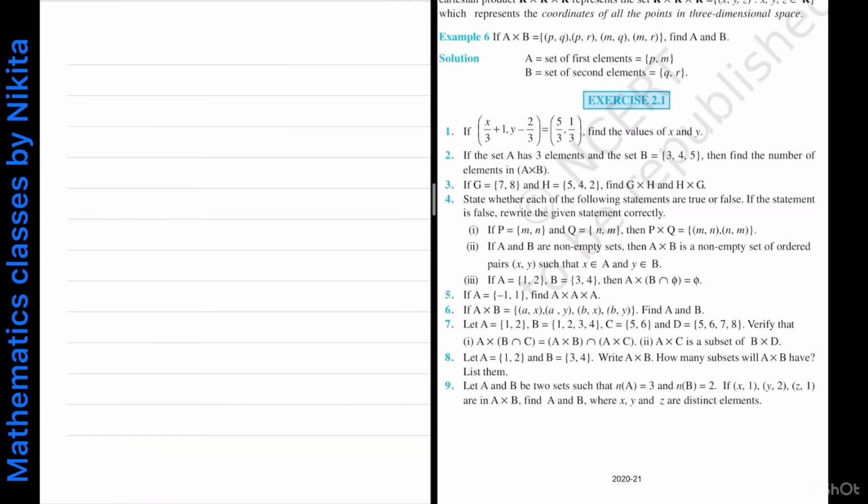Next, question number 8. Let A be equal to {1, 2} and B equal to {3, 4}.